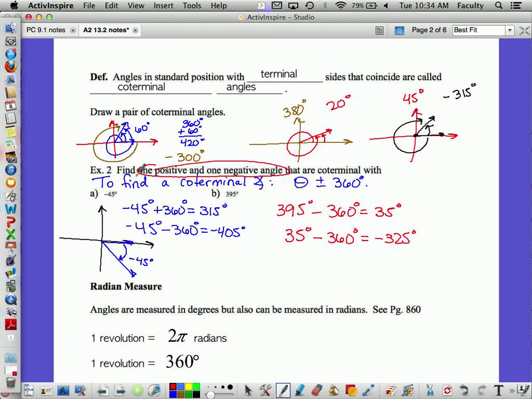Well, one time around a circle is 360 degrees. Well, in radians, that's equal to 2 pi. So here's our conversion factor. 2 pi is equal to 360 degrees. So if I divide both sides by 2, pi radians is equal to 180 degrees. So that's my conversion factor.